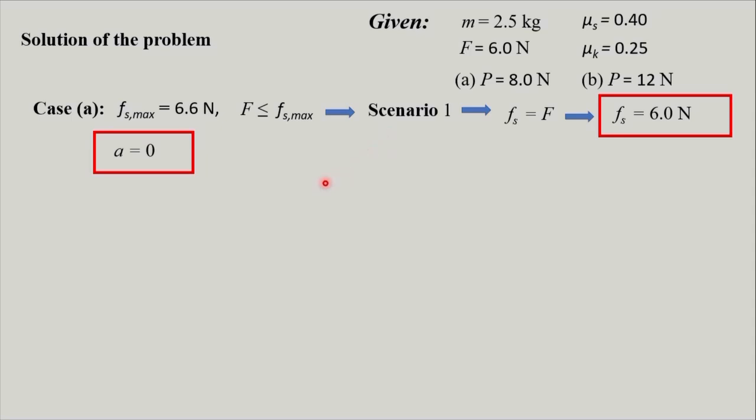For case B, the maximum force of static friction is 5 newtons. It is smaller than the external force. And we have scenario 2.